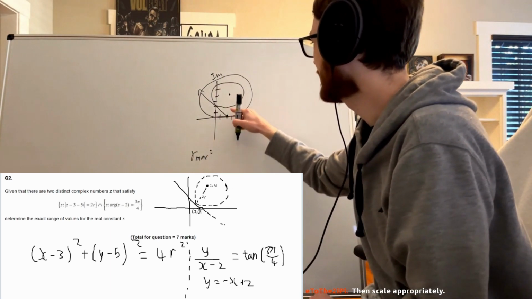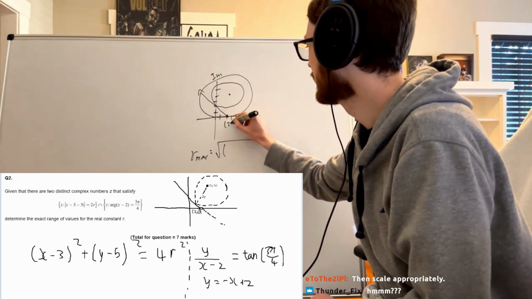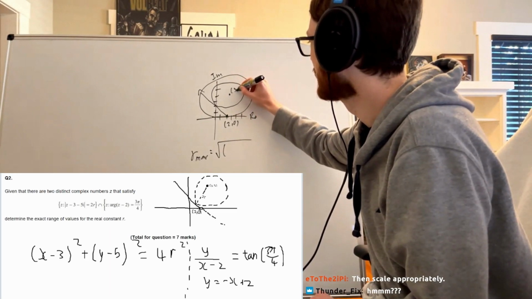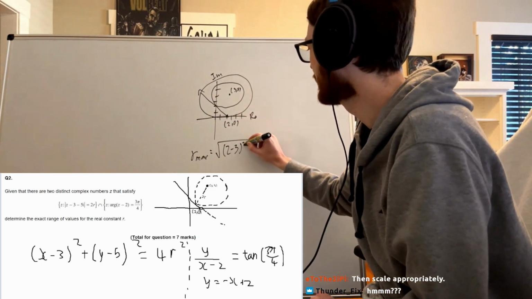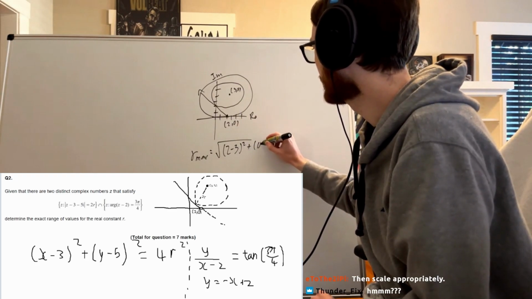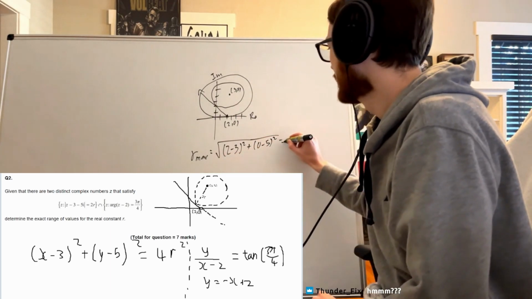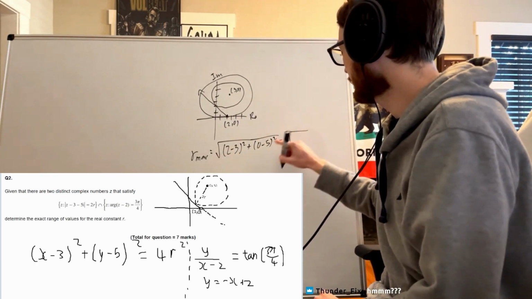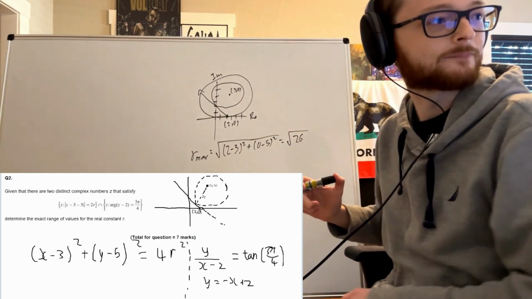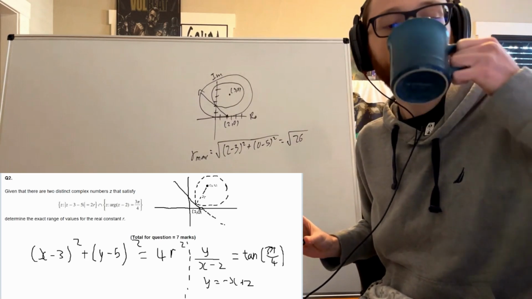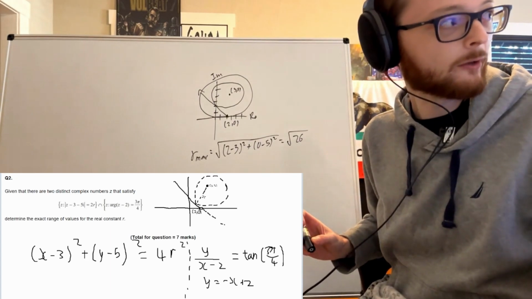Our max is going to be the distance formula with roots. I'll take this as my first point, that as my second point. So x1 minus x2 squared plus y1 minus y2 squared, square rooted. 1 squared is 1, 5 squared is 25, so root 26, I think. And scale appropriately.